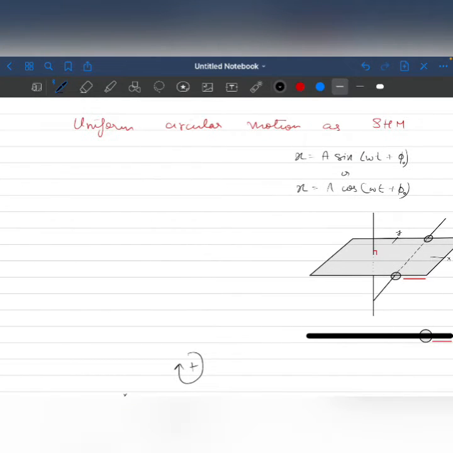Okay, now we are talking about how uniform circular motion can be seen as SHM. So, actually, uniform circular motion is not SHM, it is a periodic motion because it starts and ends here and then it will do that again and then it will do that again. But that is not the requirement for SHM. For SHM, it has to be periodic, of course.